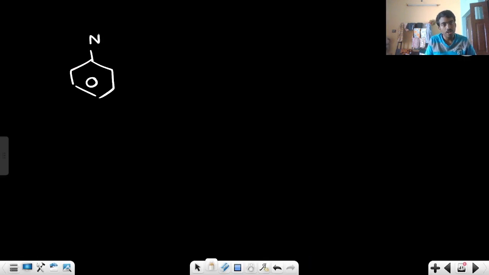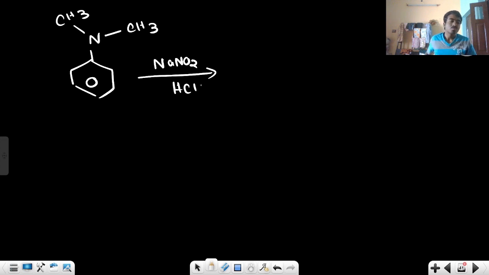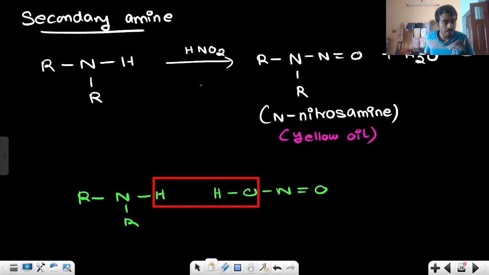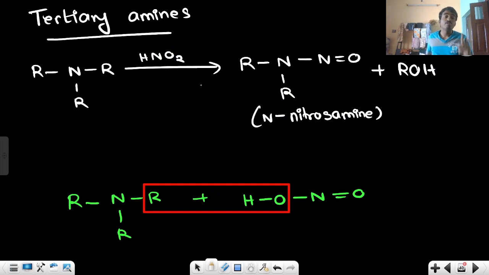The question is: N(CH3)2 attached to a benzene ring, and if I am reacting this with NaNO2 HCl, what will happen? This is a tertiary amine, but what will happen? Remember, I told you to eliminate alcohol when there is no hydrogen available. Was there any hydrogen available in the amine? No. That is why the ROH got eliminated. But if there was a hydrogen available, like for secondary amine, did we eliminate ROH? No, we eliminated water. So if there is a hydrogen available, we will eliminate water first, then alcohol.